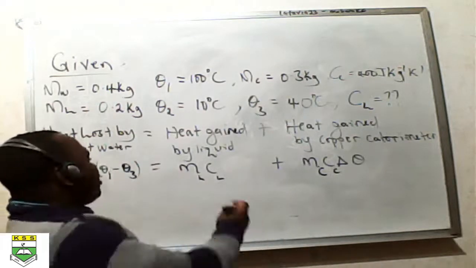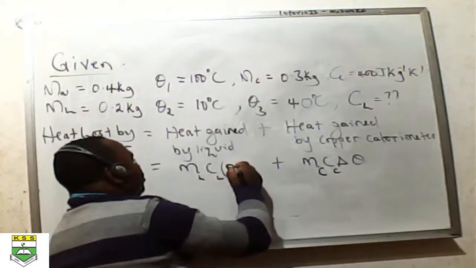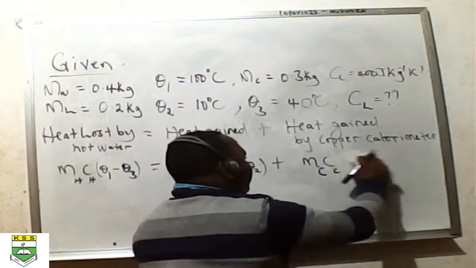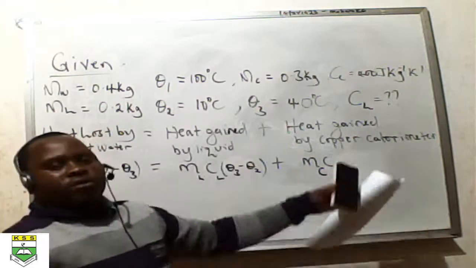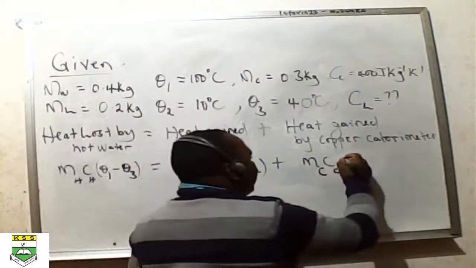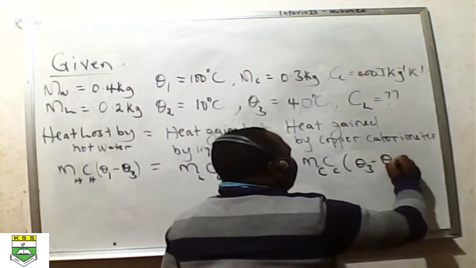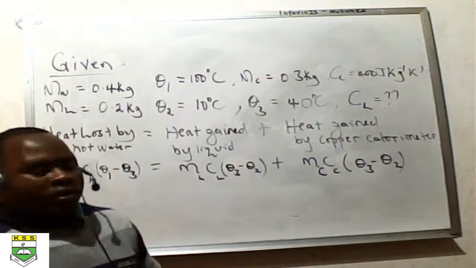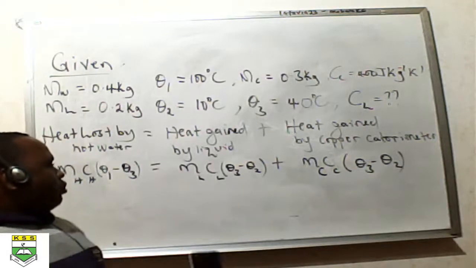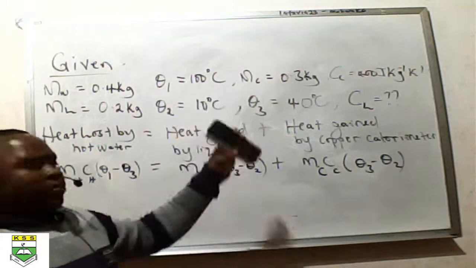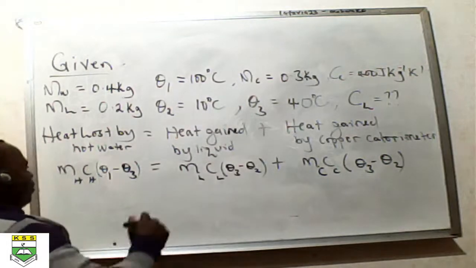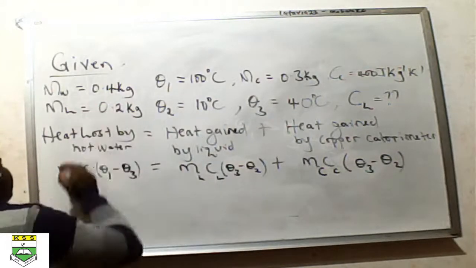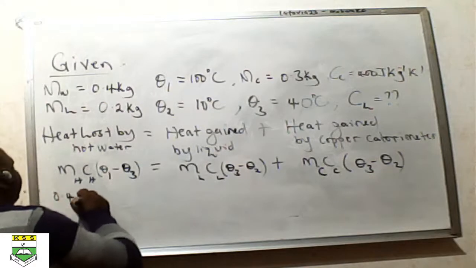So when we are getting the temperature change here, we shall use theta 3 minus theta 2. And lastly, whatever happens to this liquid is what happens to the calorimeter, because they are together. So we shall also have the temperature change as theta 3 minus theta 2. Friends, if you understand that, you will not find any challenges with calculations as far as the method of mixtures is concerned. Now we are going to substitute. The mass is already in kilograms, so we shall just put 0.4.